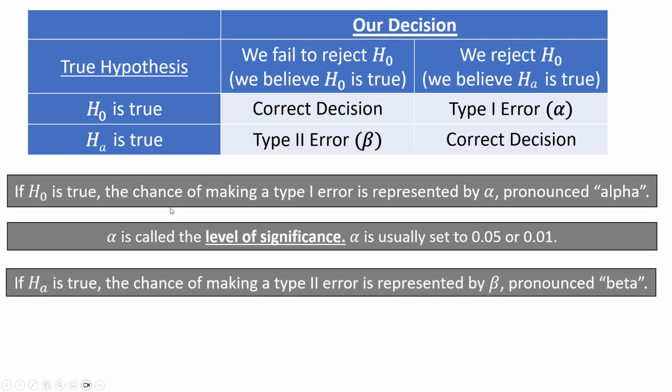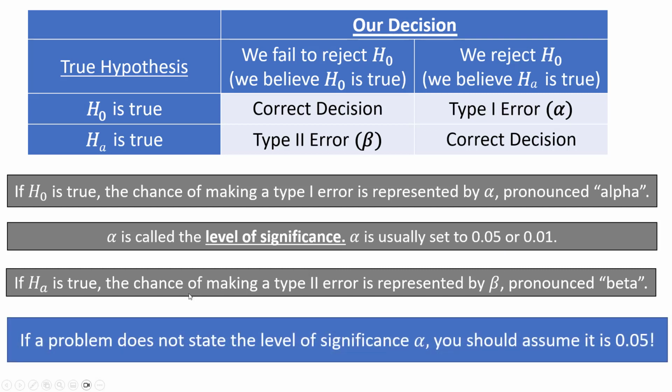If the alternative is true, then you have the chance of making a type 2 error. And the symbol that we use to represent that is going to be the second letter of the Greek alphabet, which is beta. Now, if a problem does not state the level of significance alpha, you should assume that it is 0.05. Now, due to technical constraints, we can actually only set the type 1 error rate alpha, but in reality, we typically do not know what the type 2 error rate beta is.